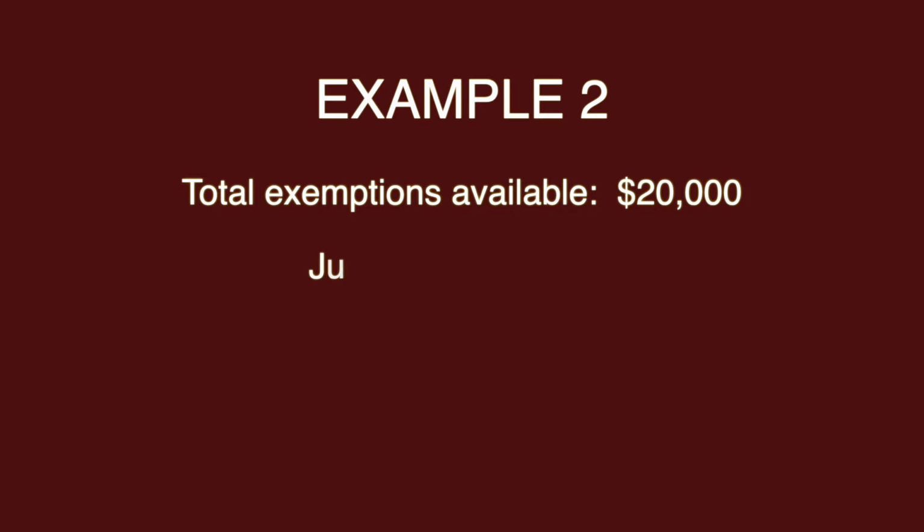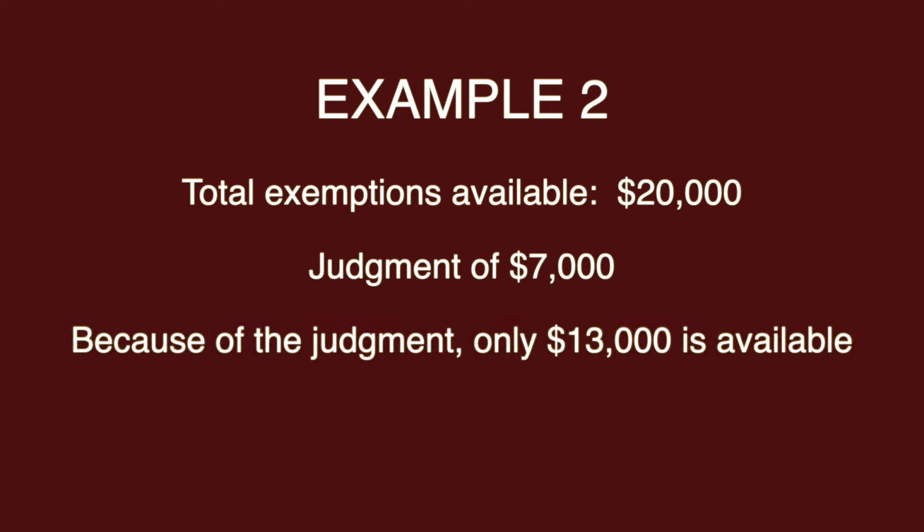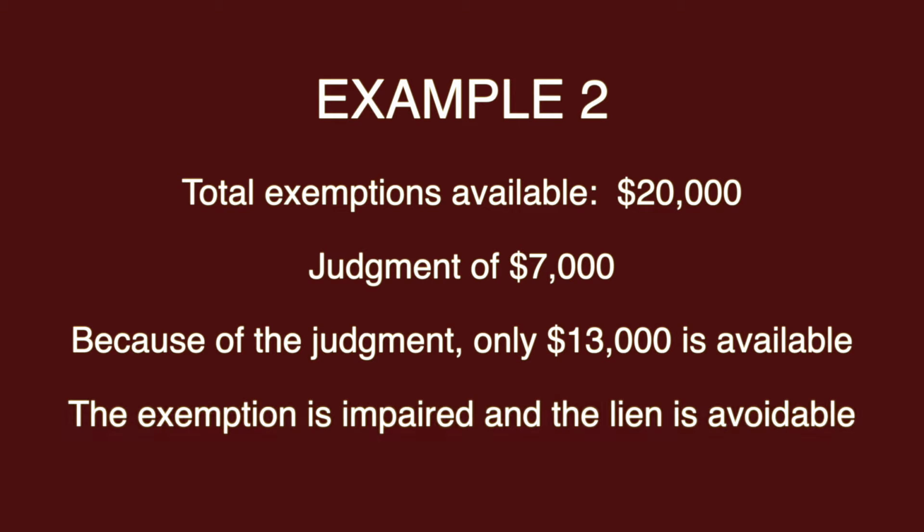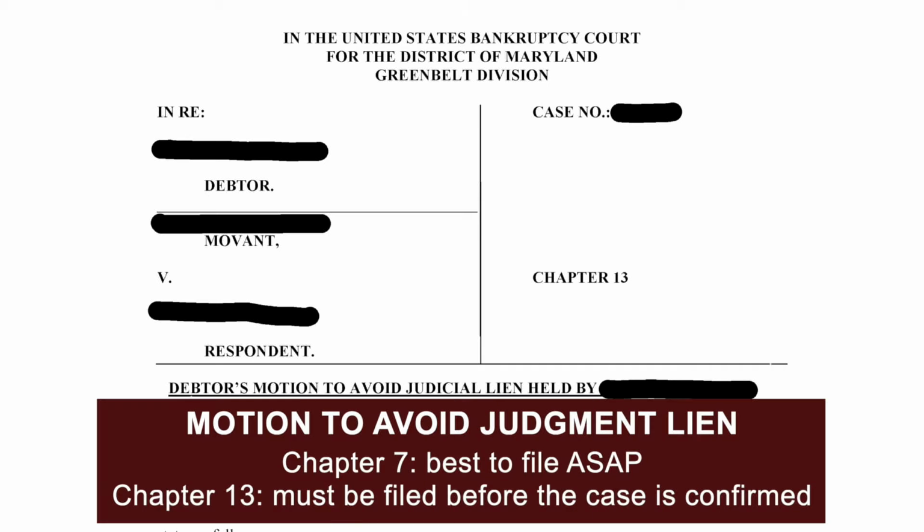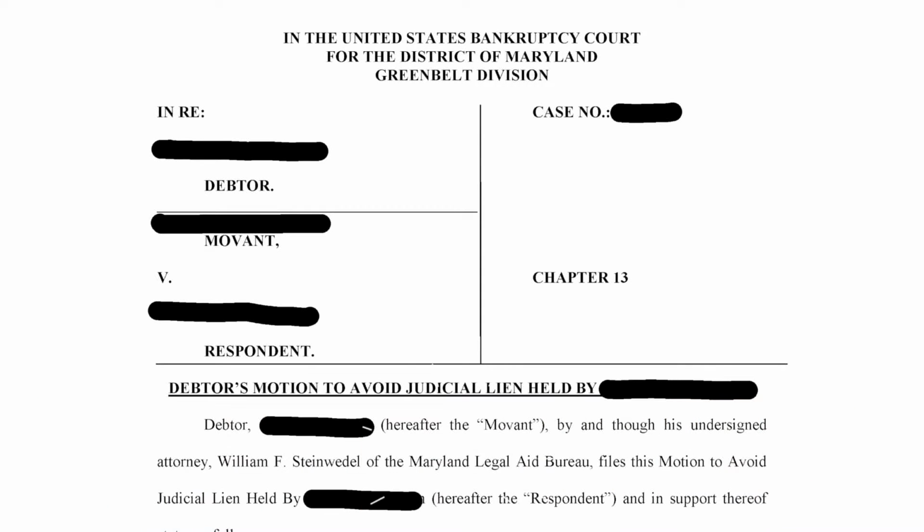So if you have $20,000 worth of exemptions and you have a judgment worth $7,000 and you can only take $13,000 worth of exemptions on the property because of the judgment, then you can use this exemption. You can do this motion in either a Chapter 7 or a Chapter 13. It's best to file the motion as soon as possible in a Chapter 7. In a Chapter 13, it must be filed before the case is confirmed.